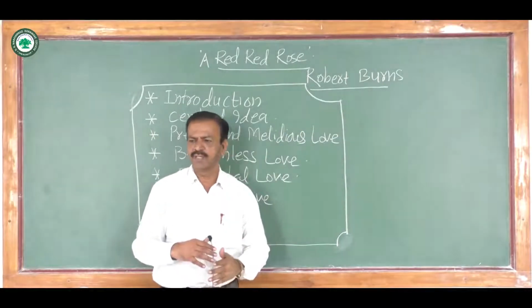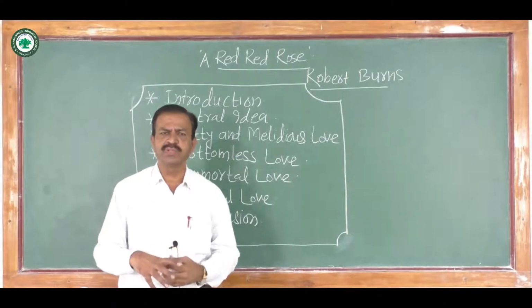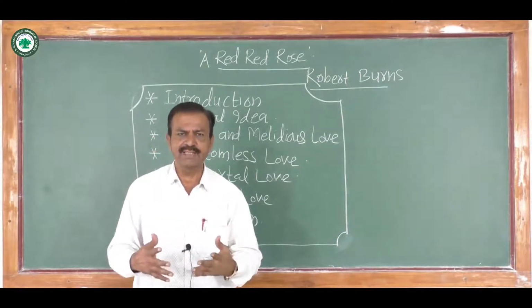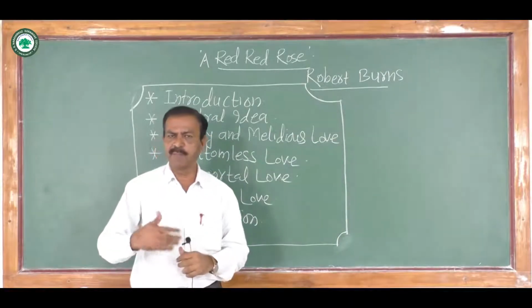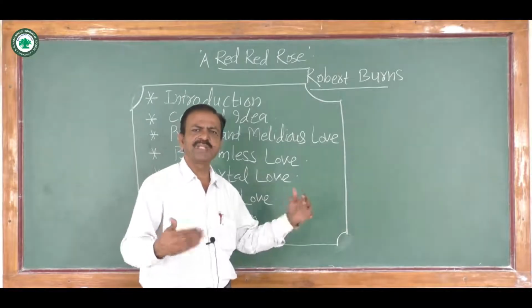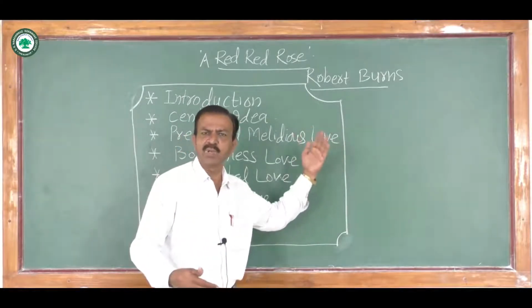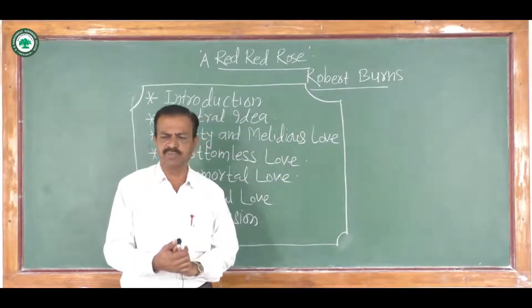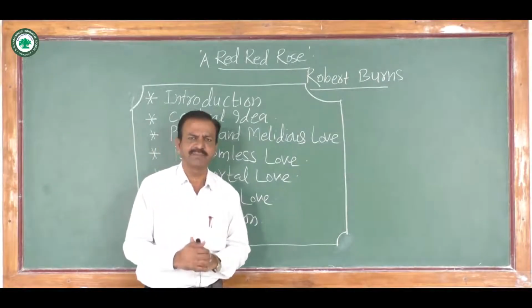And he also shows the depth of his love. He says that his love is not a shallow one. And he compared his love especially with the red flower, the red rose, which is bloomed in the month of June. It means it is just fresh, we can say.